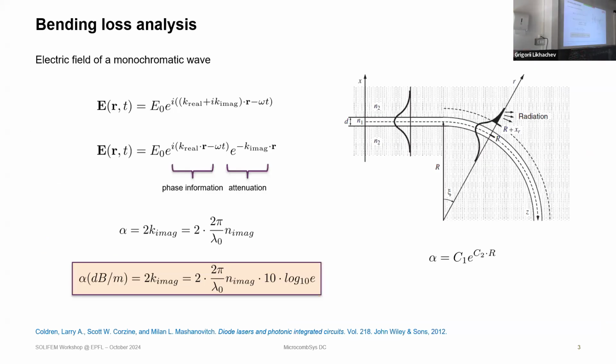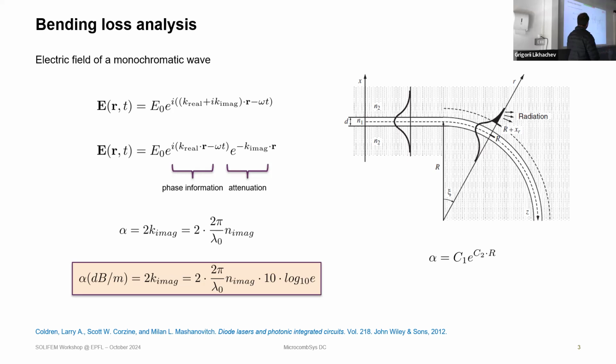So it's very simple mathematics to estimate bending loss. The electric field of a monochromatic wave is calculated in this manner, and you can separate the propagation constant into real and imaginary terms. If you separate them, the imaginary part is basically the phase information, whereas the term which attenuates the intensity, the power, is the attenuation constant, which is minus k imaginary part dot product the radial vector.